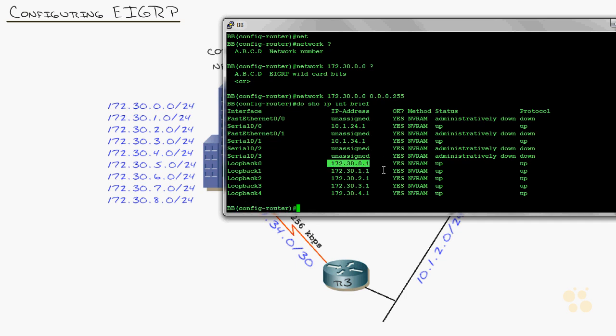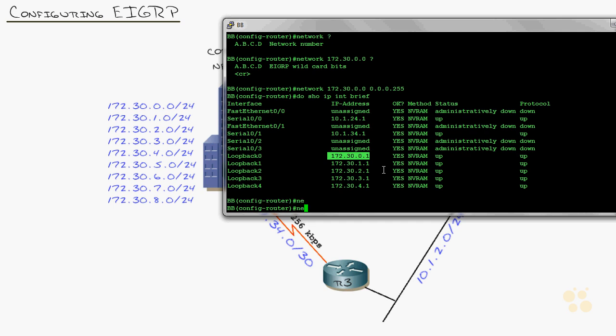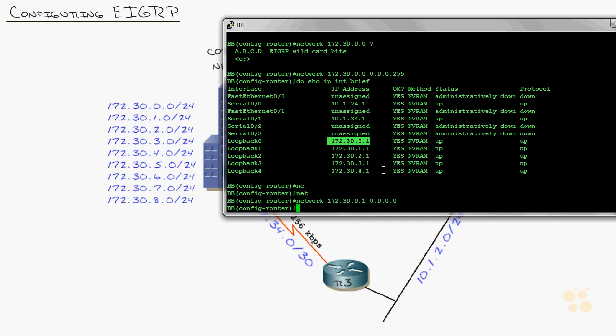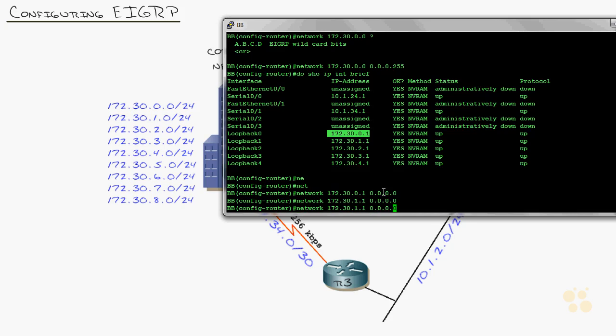So Cisco's best practice, security-wise, would be to type in network 172.30.0.1 with a 0.0.0.0 wildcard mask, which says enable EIGRP exactly on that interface. And then we'd go network 172.30.1.1, 2. You see where I'm going with this, right? So you could do that. Totally fine. You could also go the lazy route.